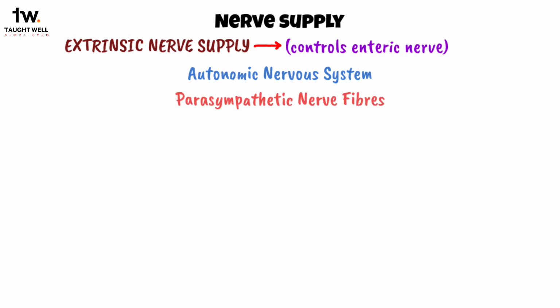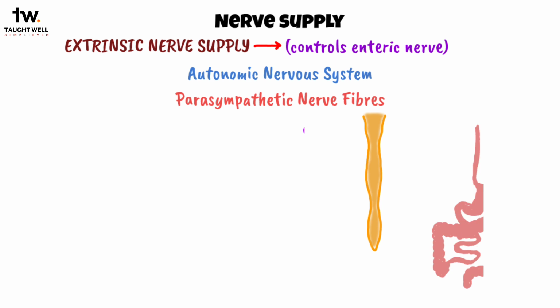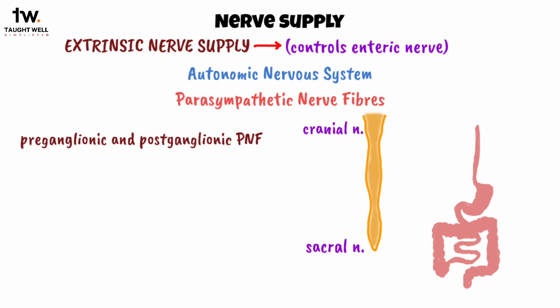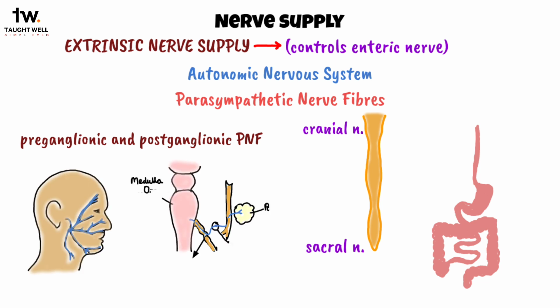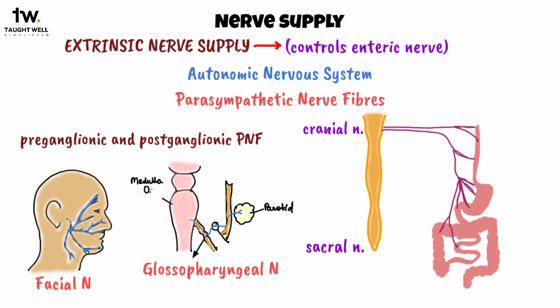Parasympathetic nerve fibers to GI tract pass through some of the cranial nerves and sacral nerves. The preganglionic and postganglionic parasympathetic nerve fibers to mouth and salivary glands pass through facial and glossopharyngeal nerves. Preganglionic parasympathetic nerve fibers to esophagus, stomach, small intestine, and upper part of large intestine pass through the vagus nerve. Preganglionic nerve fibers to lower part of large intestine arise from 2nd, 3rd, and 4th sacral of spinal cord and also pass through the pelvic nerve.